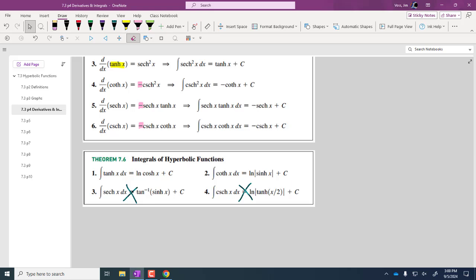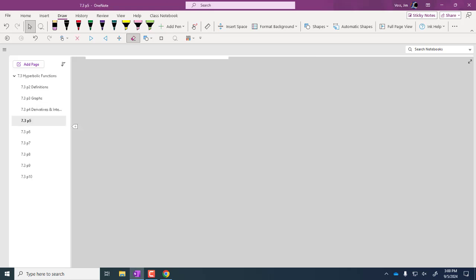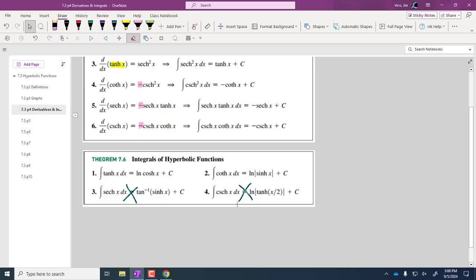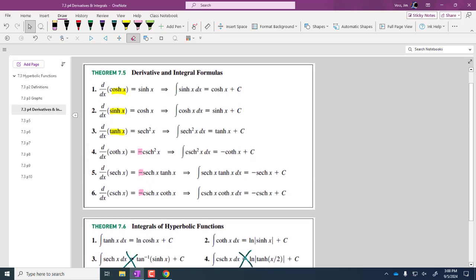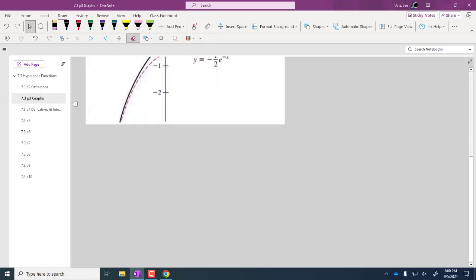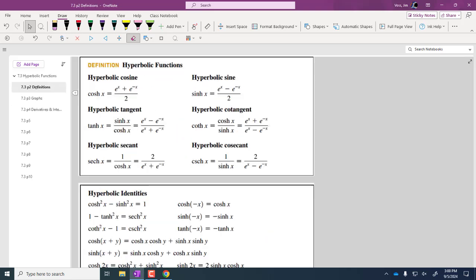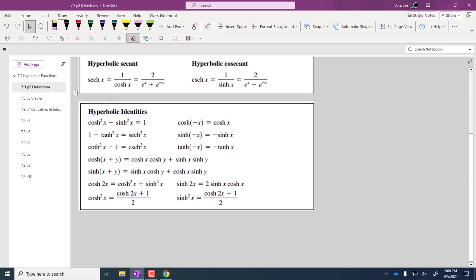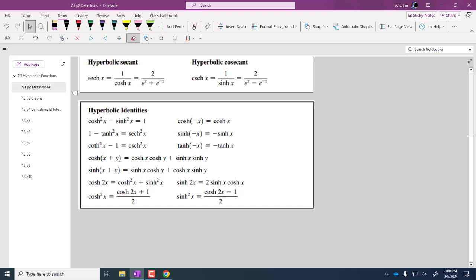Do we have to memorize any identities? For the hyperbolics, no. None of the hyperbolic identities, which are on the previous page, the first page, where it says definitions. These you will not have to know.